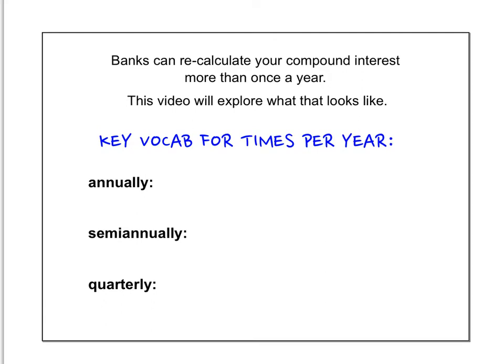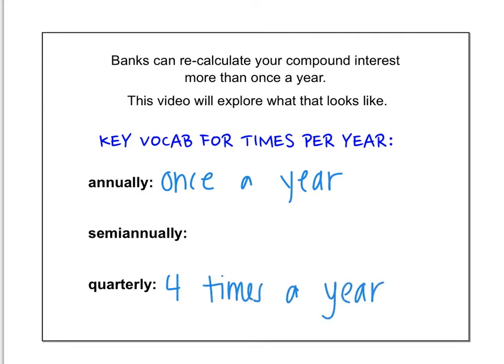So the three biggest ones are annually, semi-annually, and quarterly. So annually is actually what we have been seeing. The word annually means just once a year. Quarterly is probably one that you'll know right away. Quarterly means 4 times a year. And semi-annually means twice a year.